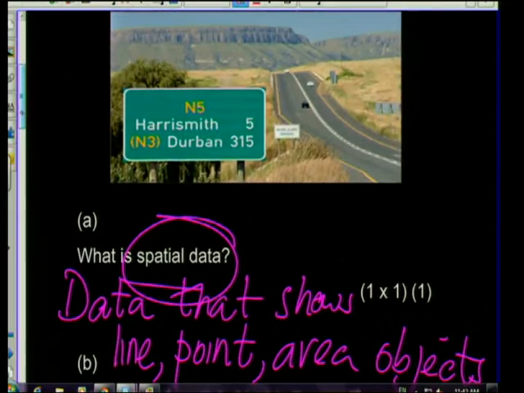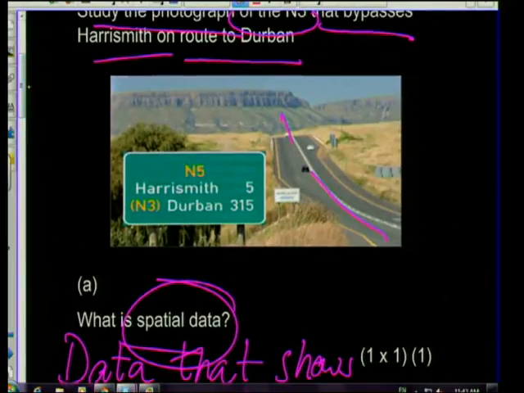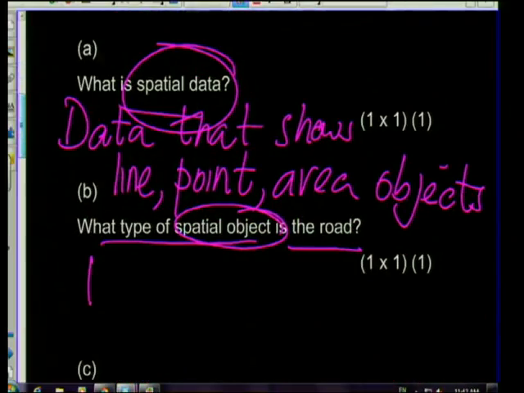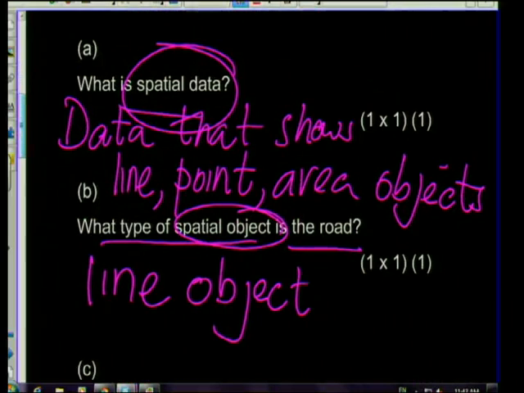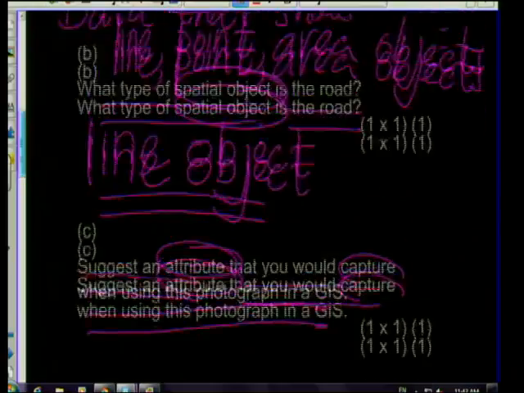Let's look at the next question. Here's my road. What type of spatial objects is the road? Obviously, guys, the road is a linear feature, so it is a line object. Other line objects can include river systems, and a river follows an almost linear path depending on the topography. The next question, suggest an attribute that you would capture when using this photograph in a GIS.